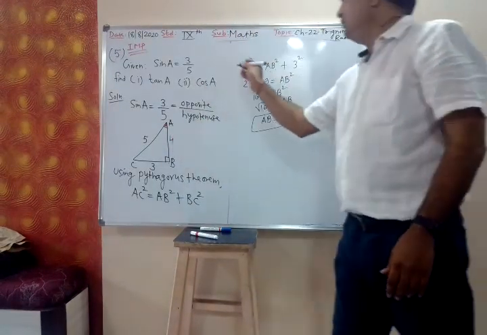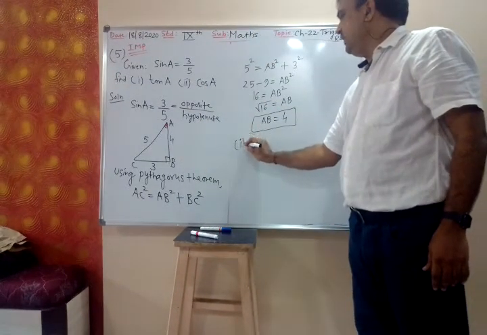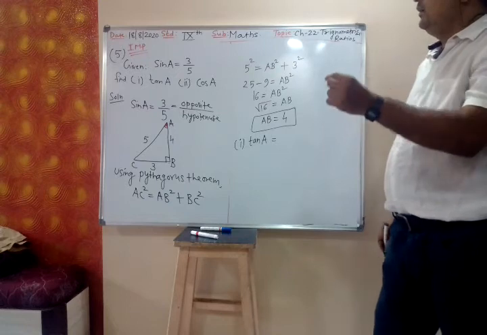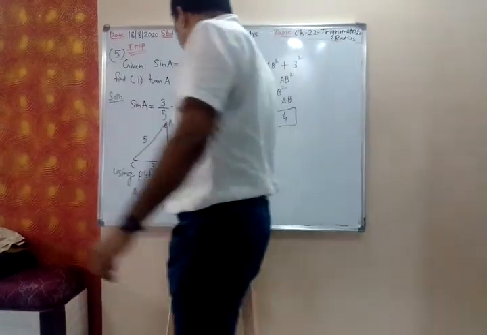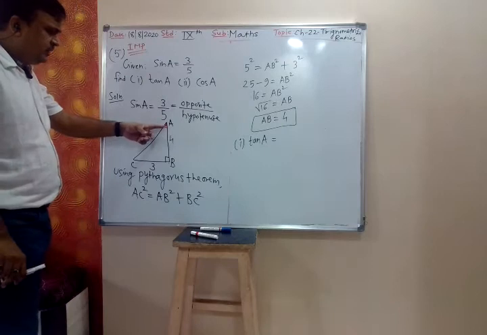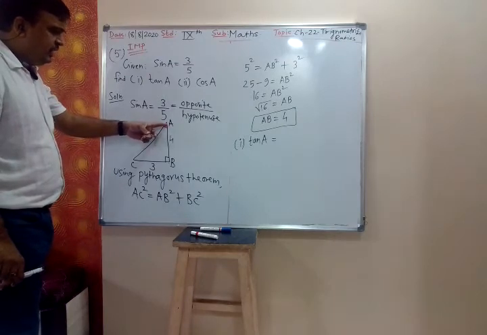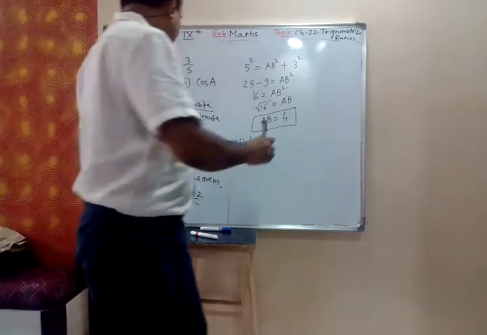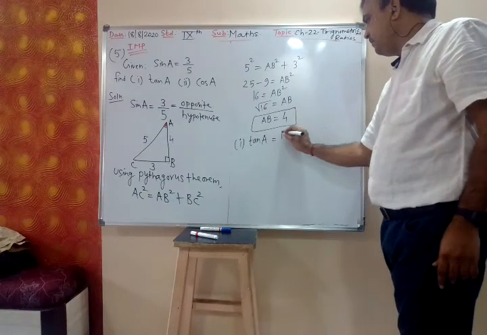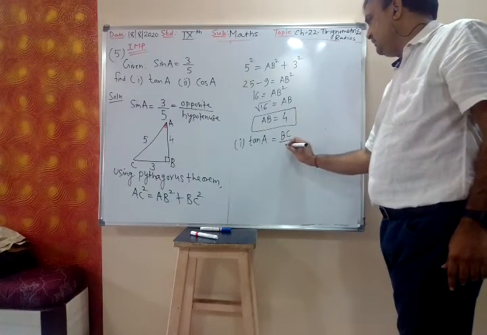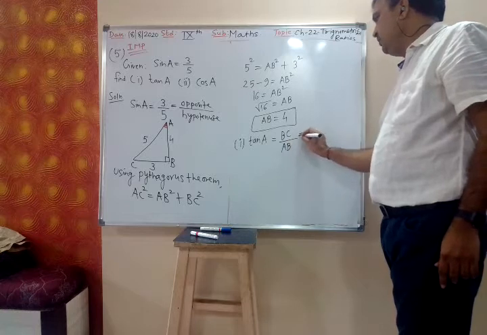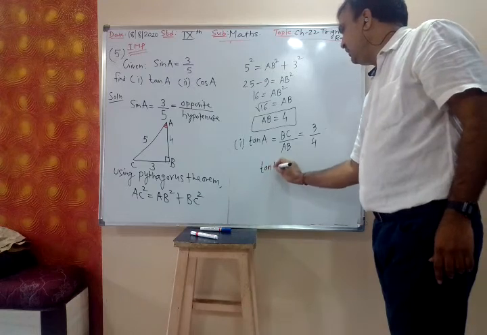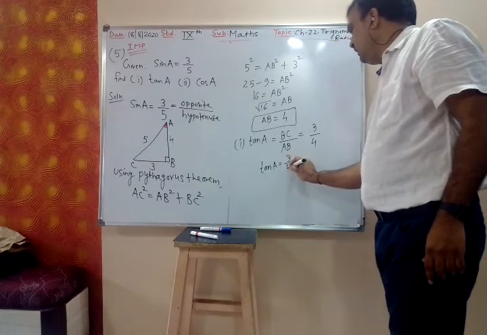Now we find whichever ratios are asked. First it is tan A. My A is reference angle. So what is tan? Opposite upon adjacent. So that is BC upon adjacent AB. BC is 3, AB is 4. So tan A is 3 by 4.